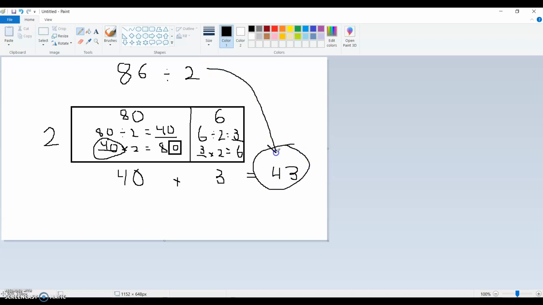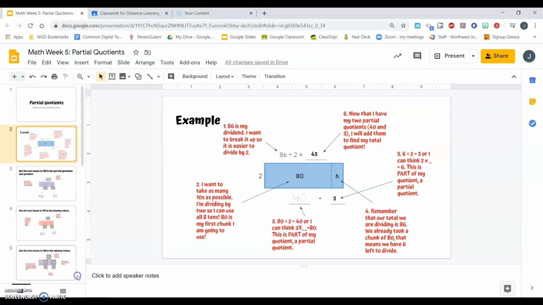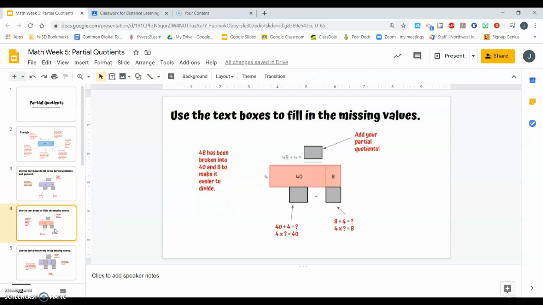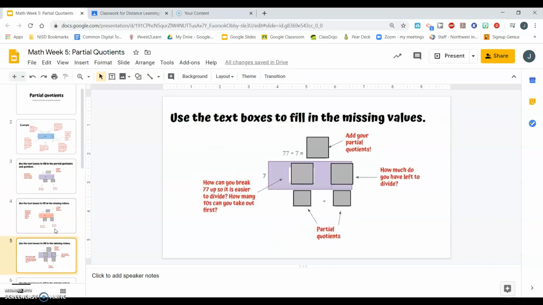That is our quotient for 86 divided by 2. If we go back to our assignment, the first task, the quotient has already been broken down into smaller groups for you to solve. All you have to do is fill in the empty boxes. Same thing for slide 4 and 5.